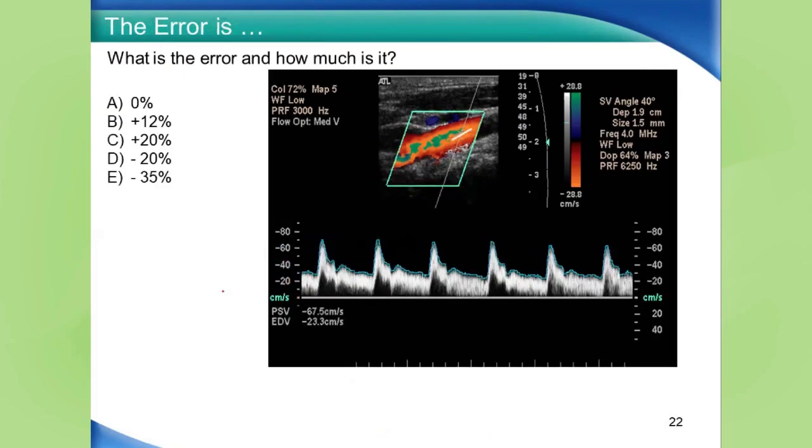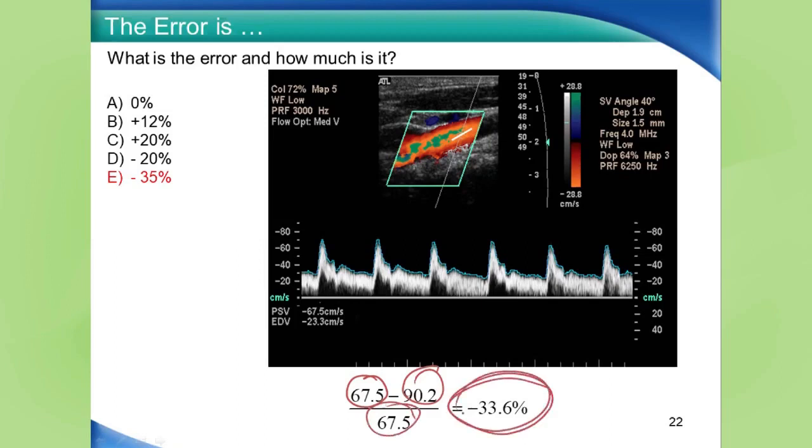Okay, so now remember that first question, what was the error? Well, I came up with an answer. The system said 67.5. We just said the correct answer is 90.2. So the error is 67.5 minus 90.2, divided by 67.5, which is a minus 33.6% error.